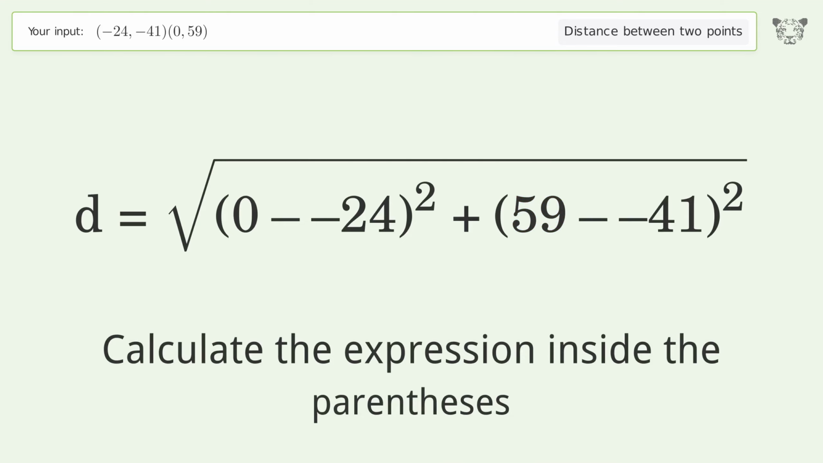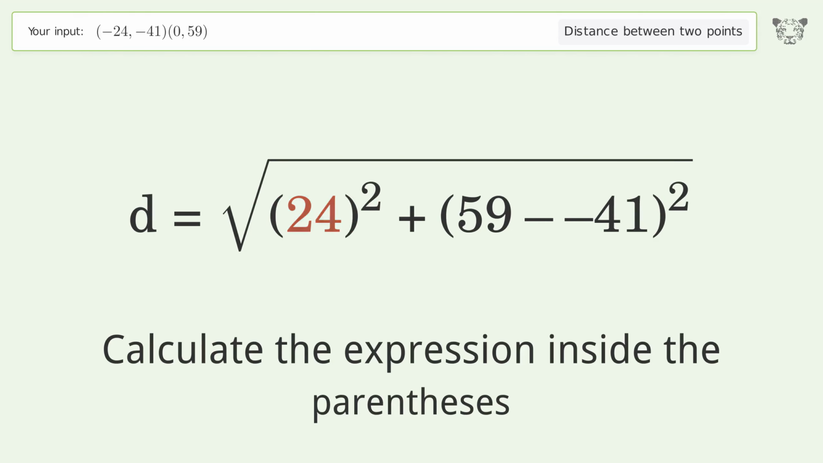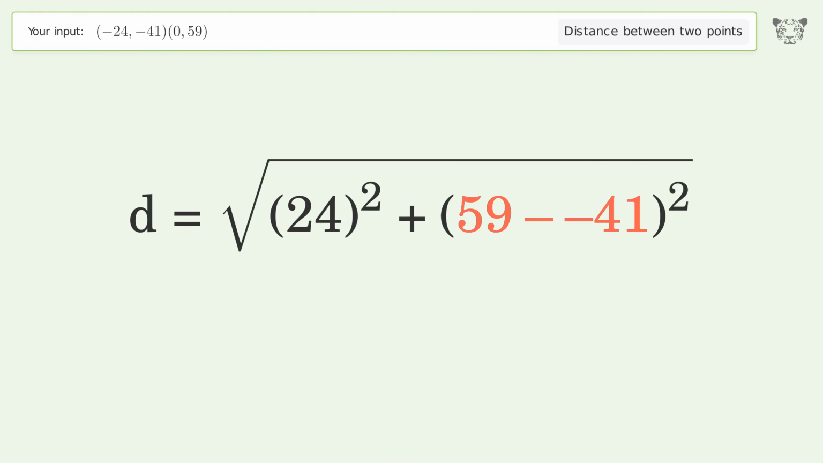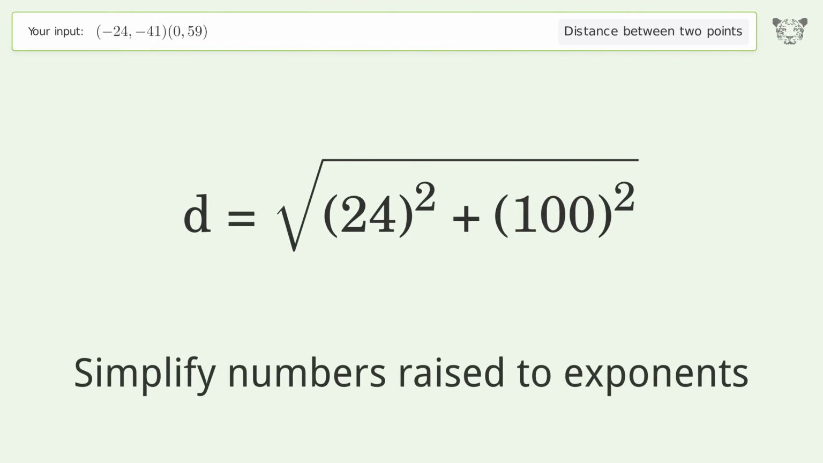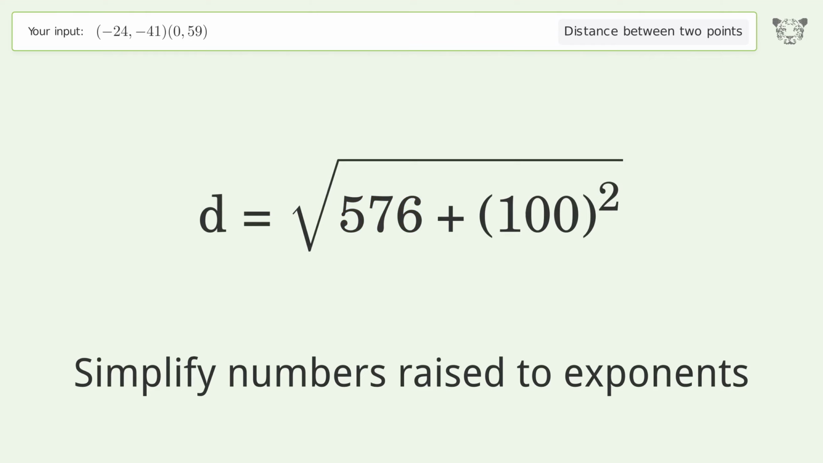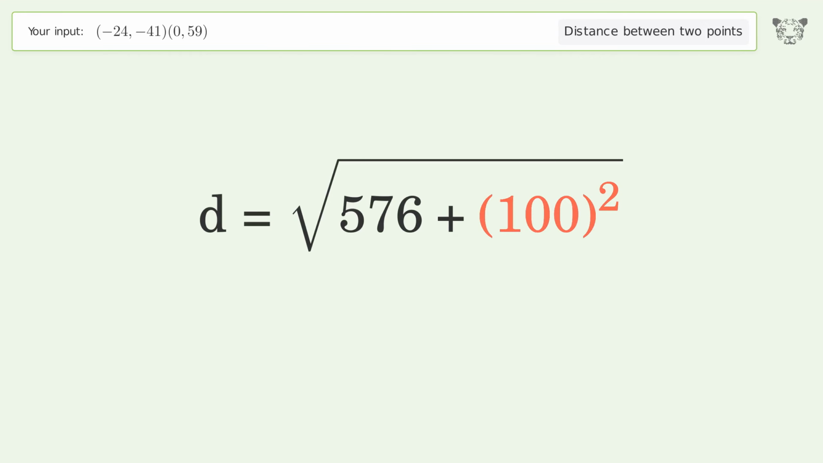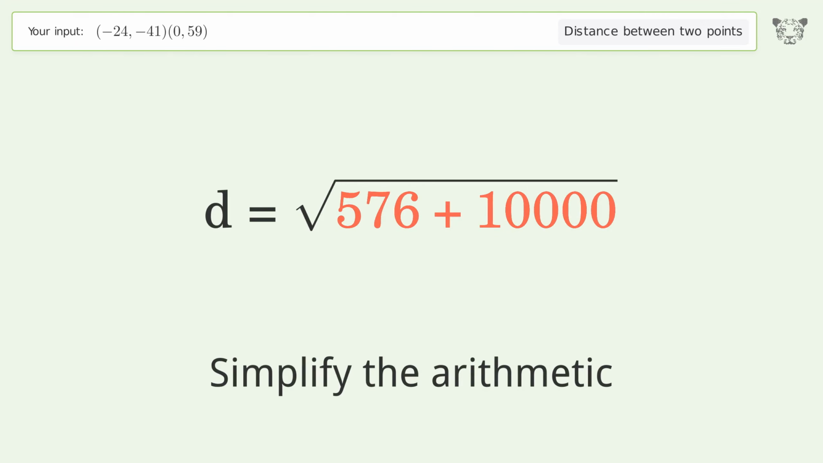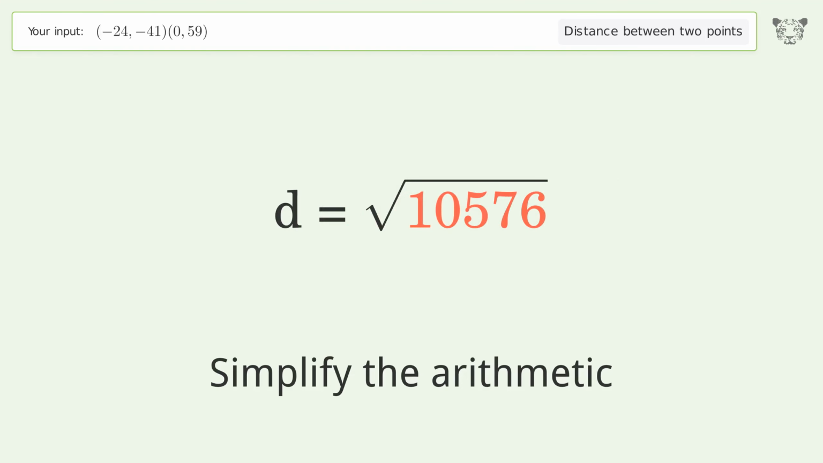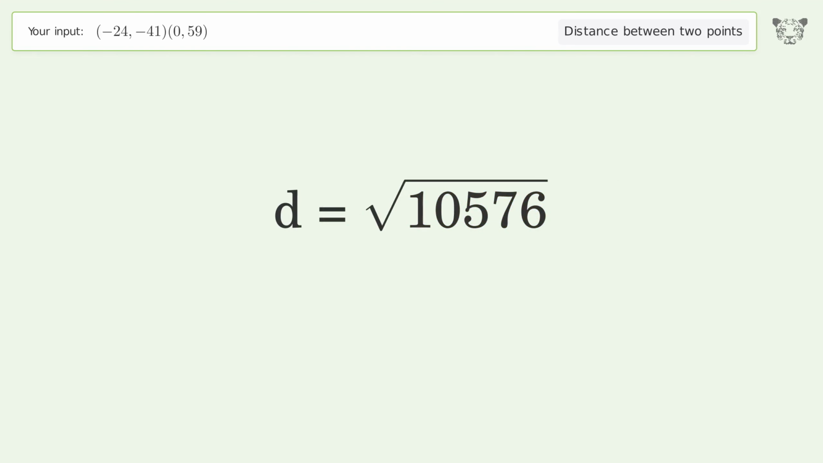Calculate the expression inside the parentheses. Simplify numbers raised to exponents. Simplify the arithmetic. And so the distance between the 2 points is the square root of 10,576, or 102.84.